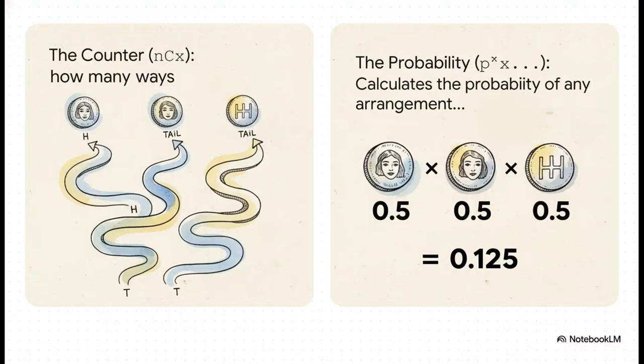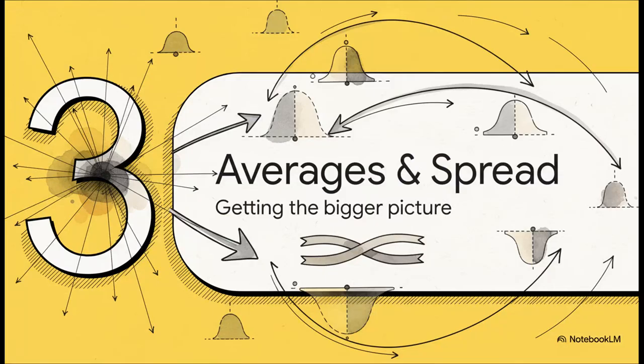You can really think of the formula as having 2 main jobs. The first part, that nCx thing, is what we call the counter. All it does is count how many different ways you can get the outcome you want. Let's say getting 2 heads in 3 coin flips, well, that can happen 3 different ways. The second part of the formula calculates the actual probability of any single one of those ways happening. You just multiply the 2 parts together, the number of ways times the probability of one way, and boom, you've got your answer.